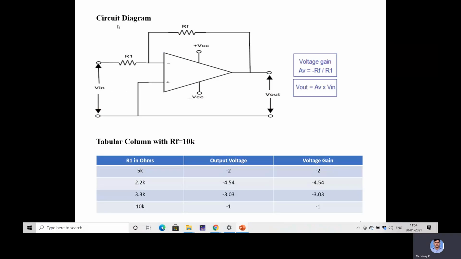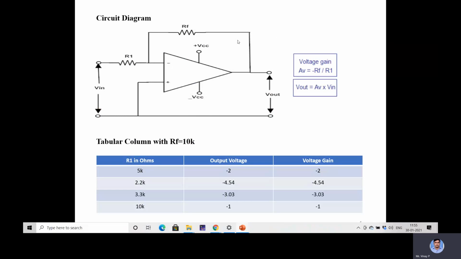Now we'll discuss the op-amp as an inverting amplifier. This is a circuit diagram for an inverting amplifier. An amplifier is a circuit used to give strength to a signal, since a weak signal is given as input and we expect a large signal at the output. An amplifier can be constructed using transistor circuits or using op-amps. By using an op-amp, we can construct two types of amplifiers: one is the inverting amplifier, the other is the non-inverting amplifier.